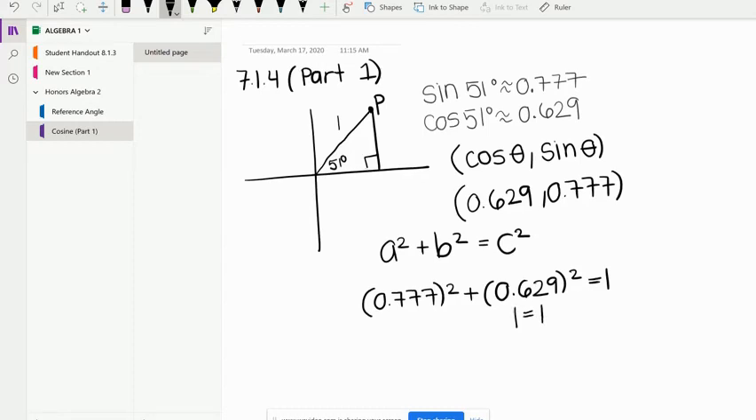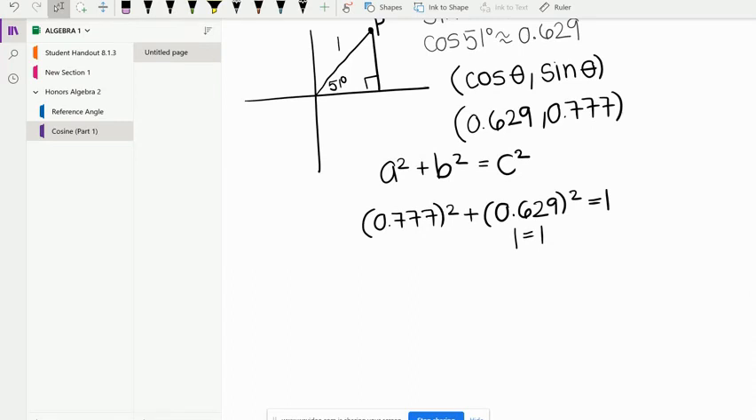Okay, so what then you can transfer is to say that cosine squared theta plus sine squared theta is equal to 1, and that is going to be our first trig identity. We call that the Pythagorean identity.